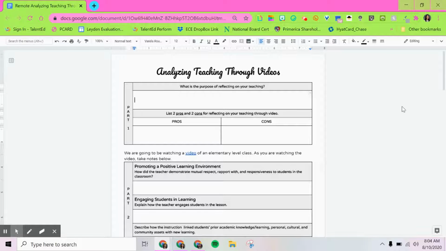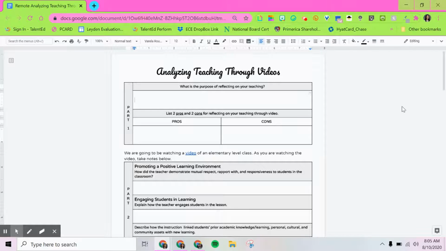There are 3 different prompts in part 1, and the first one is, what is the purpose of reflecting on your teaching? If you can't think of what reflecting would be, you could look up the word reflect, but you could probably use context clues to figure it out on your own. What is the purpose of reviewing what you teach? You can also look at the title of the assignment, which is Analyzing Teaching Through Videos. So you can see that we're going to be using a video as a tool for you to reflect. So why would you do that as a teacher? That's what you put in the first box.